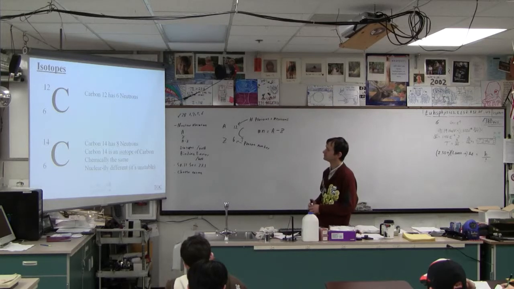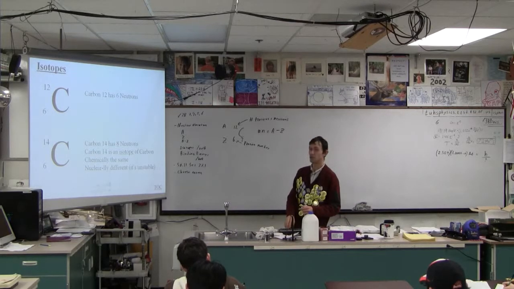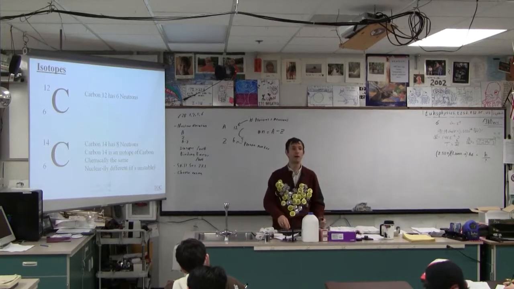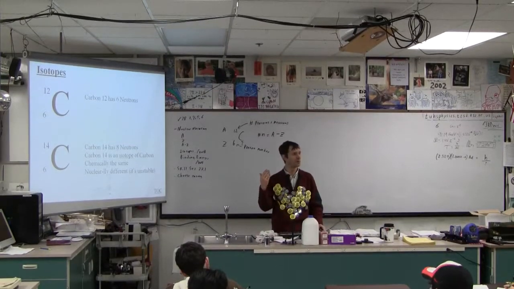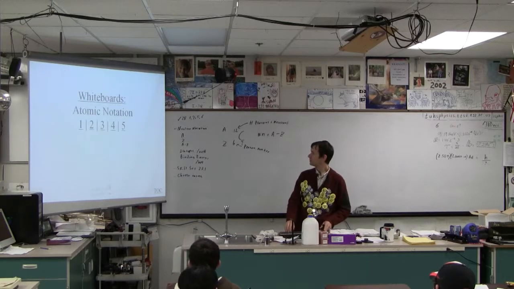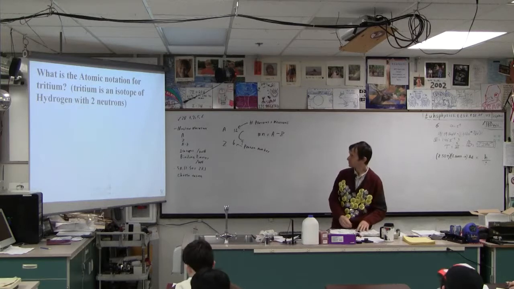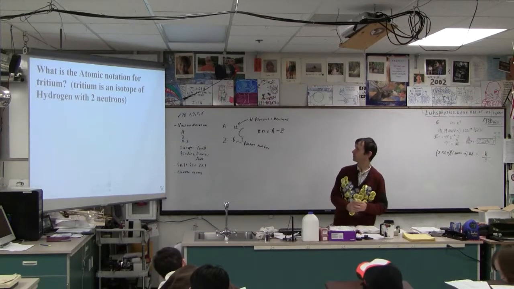So that's our first thing that we've got to learn: in order to figure out binding energy, you have to be able to figure out the number of protons and number of neutrons. Whiteboard, baby. So what's the atomic notation for tritium?